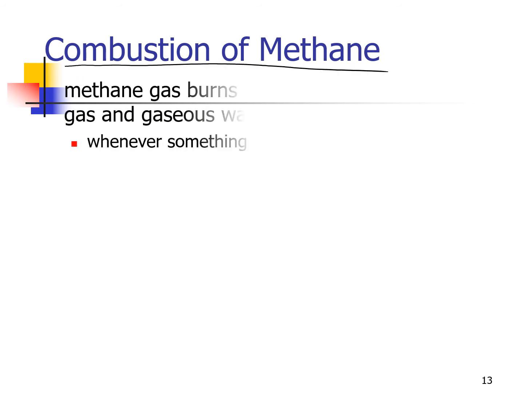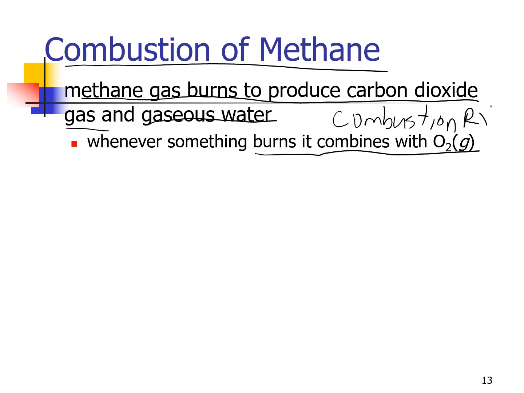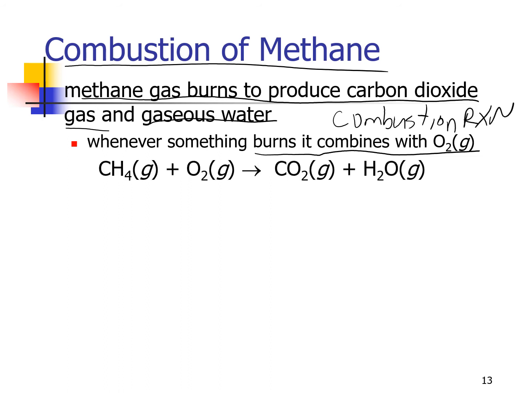The combustion of methane. Methane gas burns to produce carbon dioxide gas and gaseous water. Whenever something burns, it combines with oxygen. It's also called a combustion reaction. RXN stands for reaction. This is the chemical reaction.